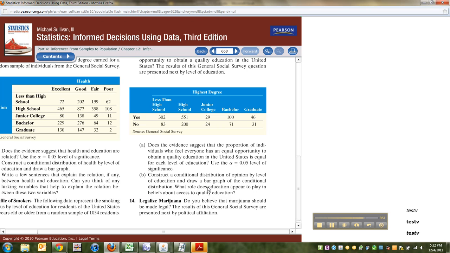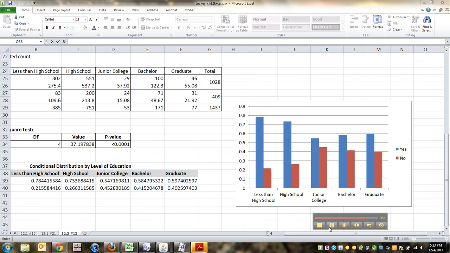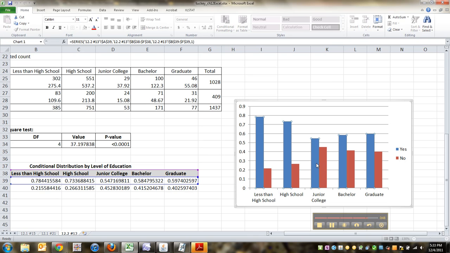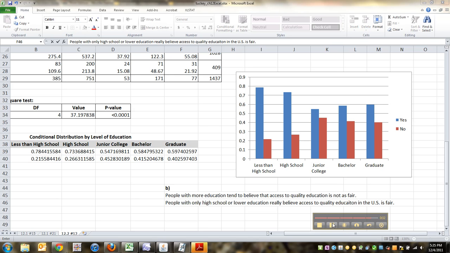Okay, so they ask us, what role does education appear to play in beliefs about access to a quality education? All right, well, look. The more educated you are, the more you believe what? That you don't have access to higher education. And it's interesting to look at the junior college, which of course is a community college, like where I teach. Junior college believes in it the least, right? People in junior college maybe have other issues that might contribute to them feeling that education is not fair and not equal to all. All right, so let me write this up in a sentence.